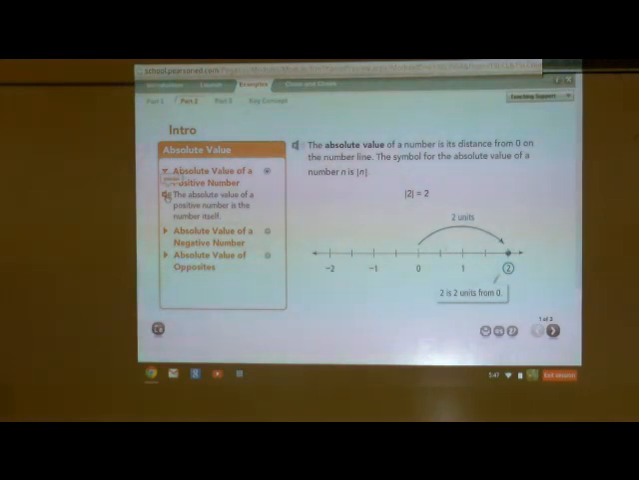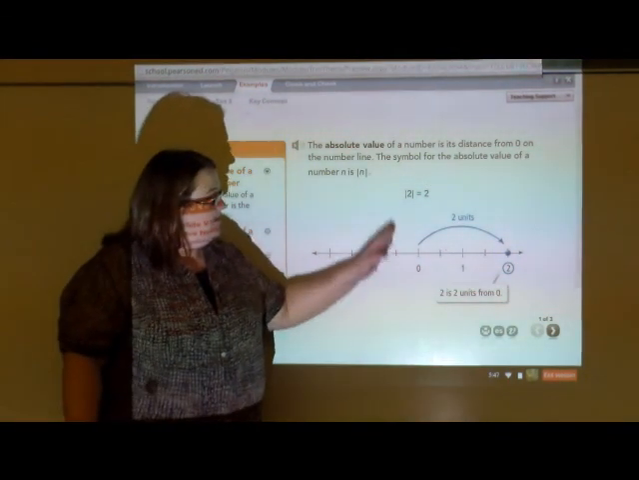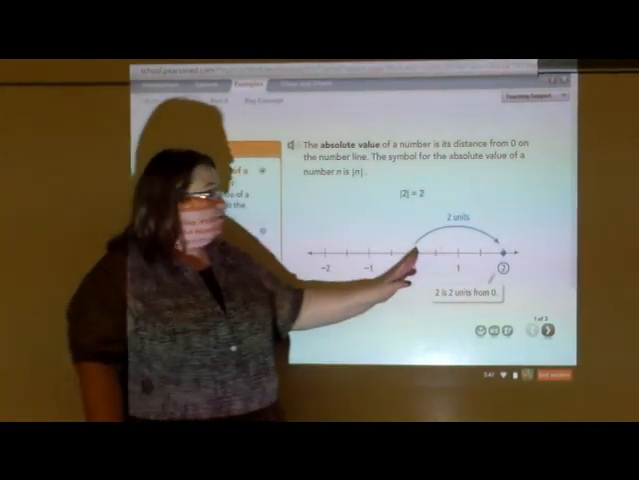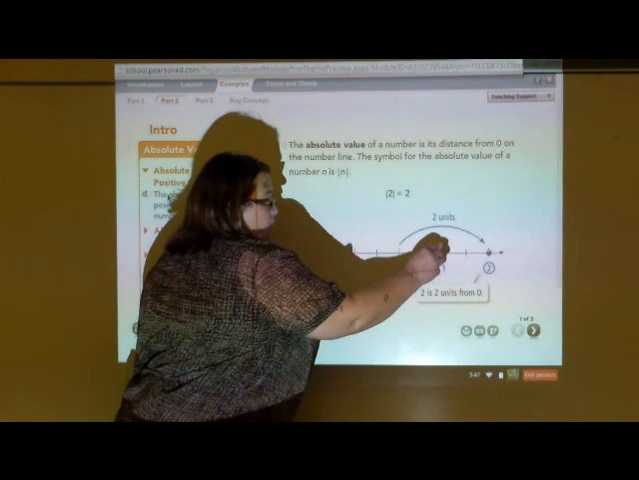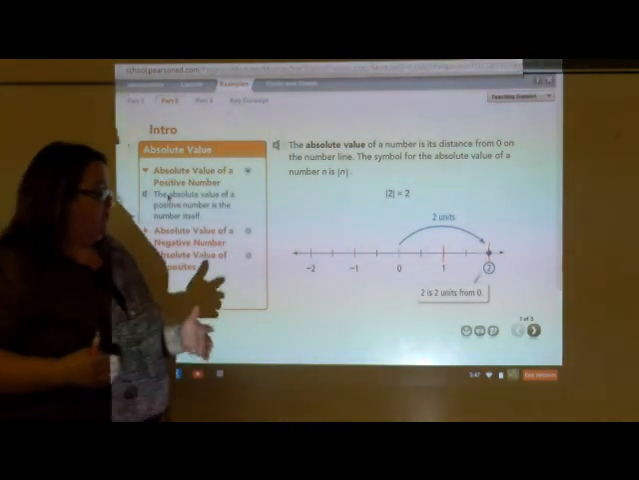The absolute value of a positive number is the number itself. So in this case, the absolute value is 2. All that means is that it is 2 units away from 0. So we have 1, 2. It is 2 units away from 0.